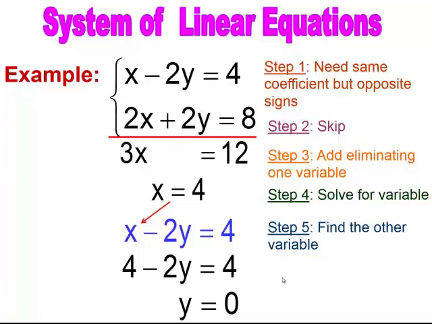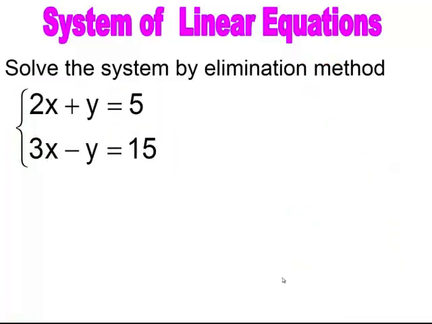Remember, you have to write your answer as an ordered pair. So my solution here would be (4, 0). Be very careful. Make sure you're writing your answer in ordered pair form. Pause and try.